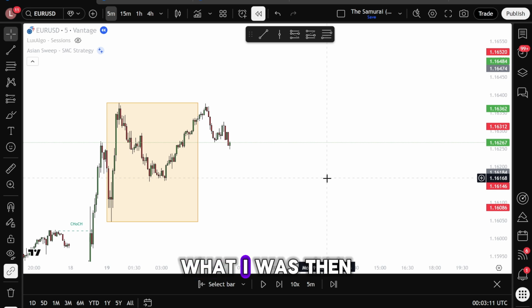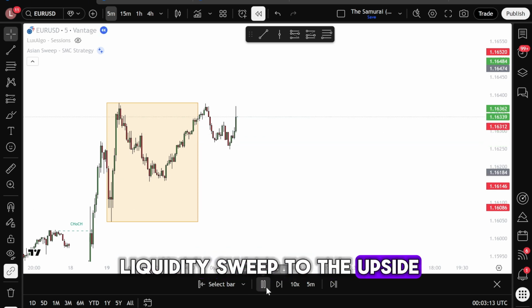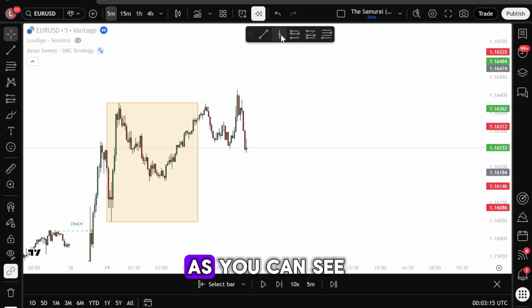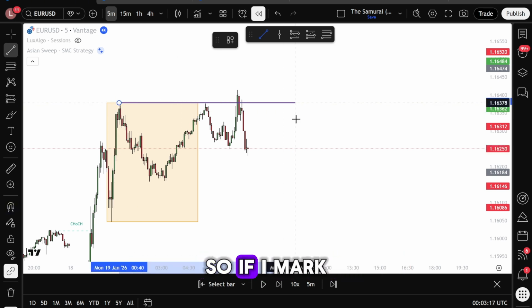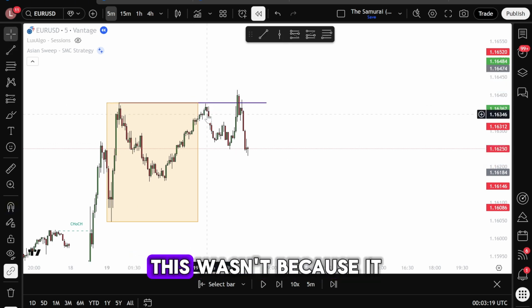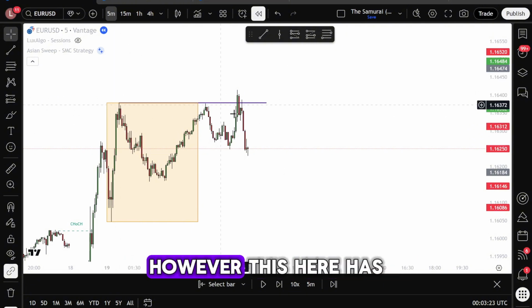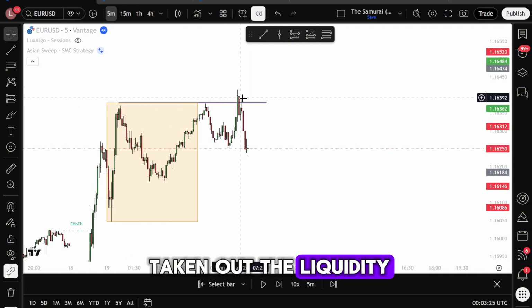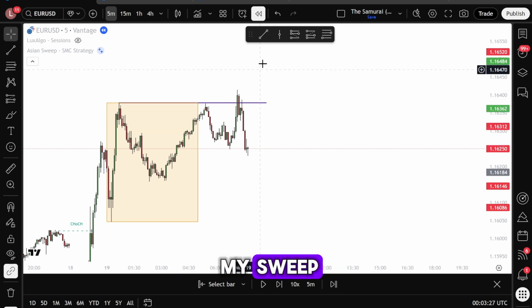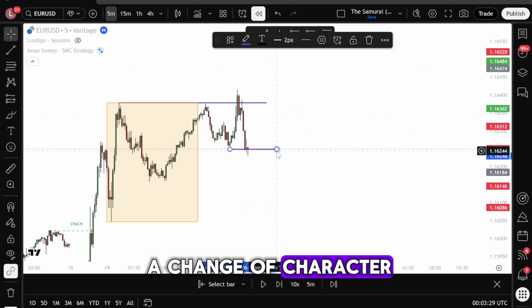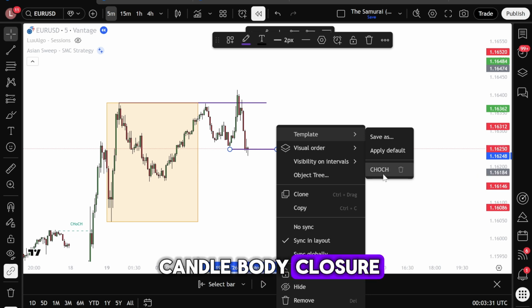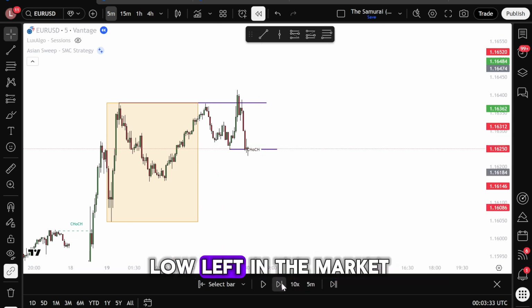But essentially what I was then looking for is a liquidity sweep to the upside. So if I go ahead and play this, as you can see, this is our liquidity sweep. So if I mark out our point of liquidity, this wasn't it because it didn't break above, it didn't actually take out the liquidity level here. However, this here has taken out the liquidity. So this is what I'm looking at as my sweep. I'm then looking at a change of character to the downside. So I want a candle body closure through our previous predominant low left in the market.